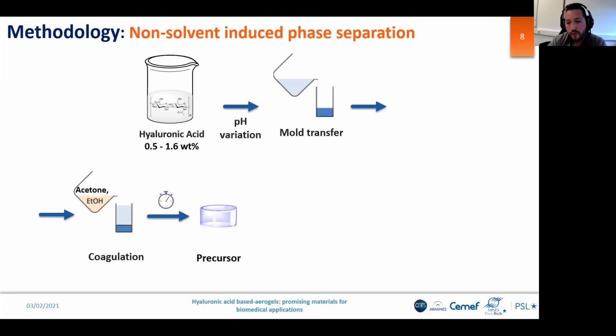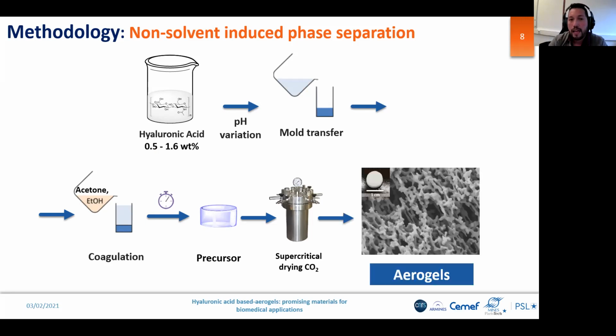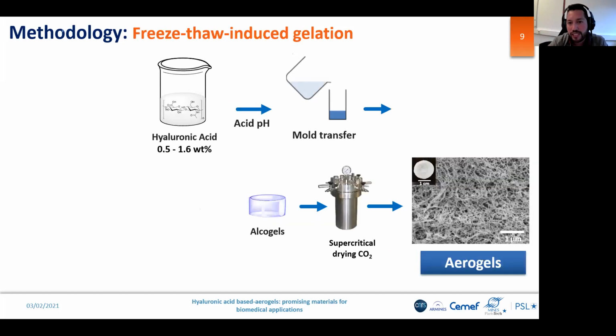We use supercritical drying using CO2 to eliminate the solvent and get a dry material, in our case, the aerogels. Well, for the second methodology, the freeze-thaw-induced gelation, many steps are shared with the previous methodology.